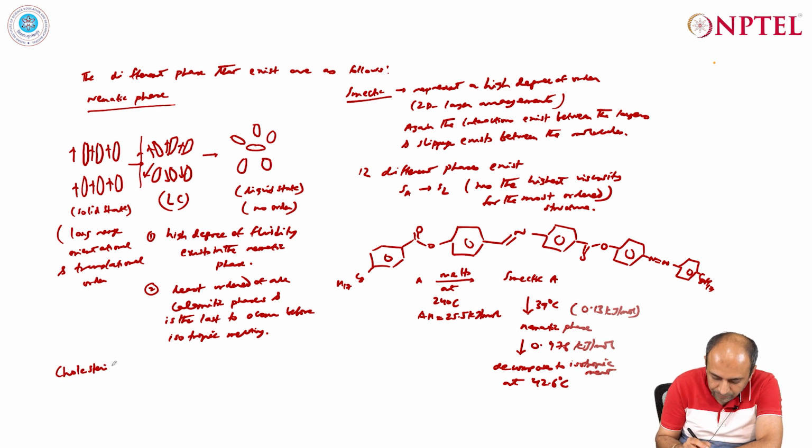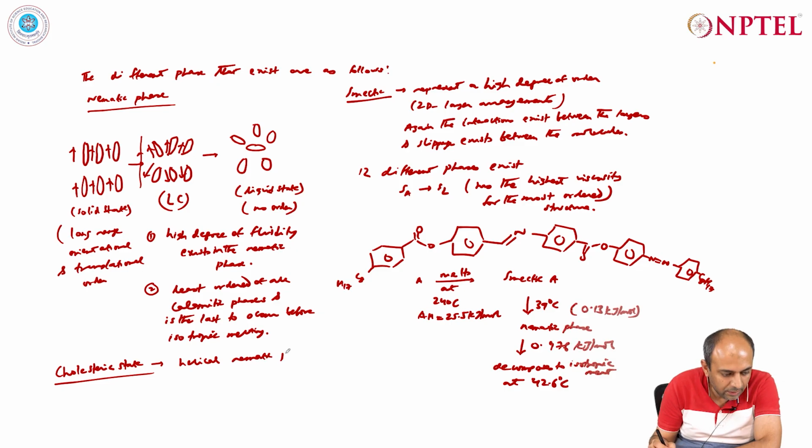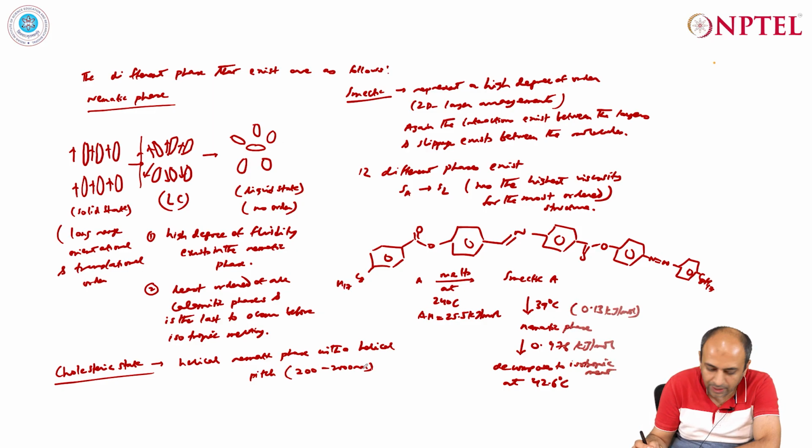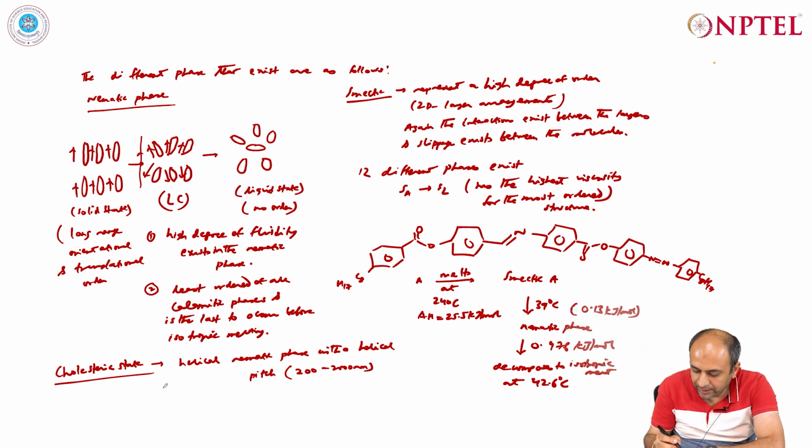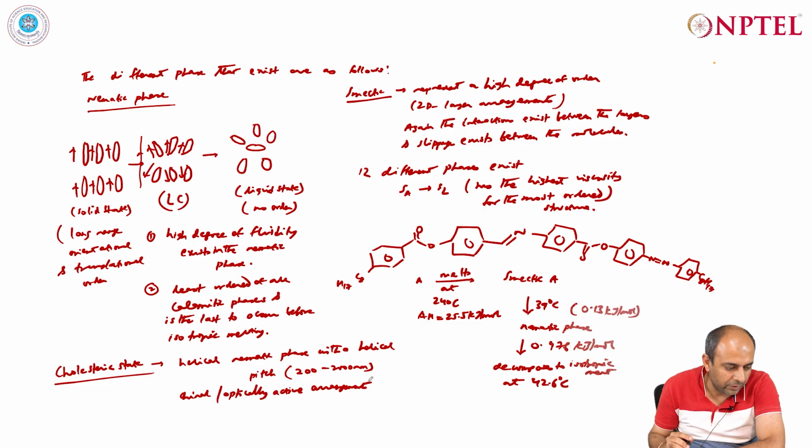In the cholesteric state, it is a helical nematic phase with a helical pitch, and the pitch is 200 to 2000 nanometer in length. So, we see that they change their orientation with respect to one another, and they essentially form a chiral arrangement. So, these are chiral, optically active arrangements. This arrangement leads to the optically active state.